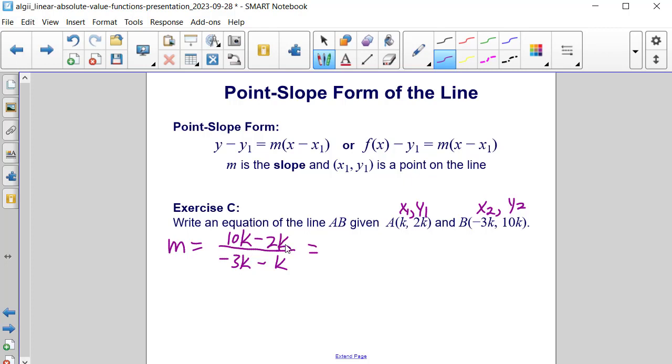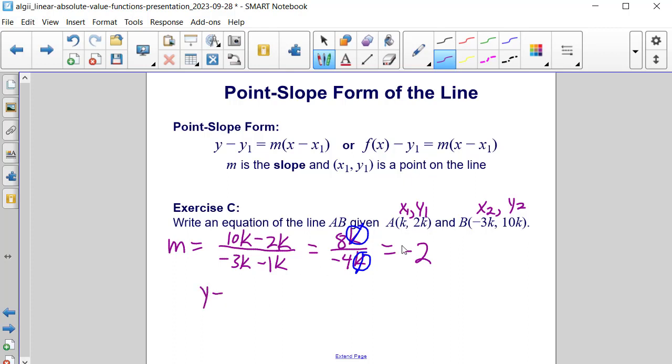Now when we simplify the top, we will end up getting 8k divided by negative 3 minus 1, which is negative 4 with a k. Notice that we have a k value in both the numerator and denominator, so they cancel one another out. And then 8 divided by negative 4 is equal to negative 2. Now we can write the equation of our line in point-slope form.